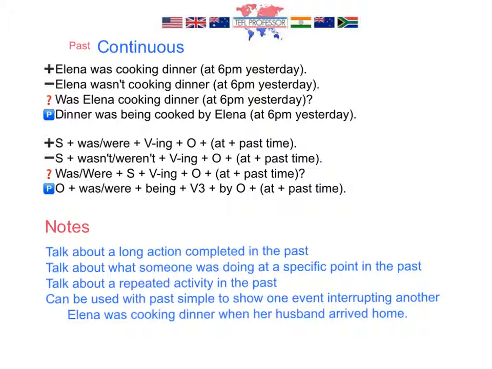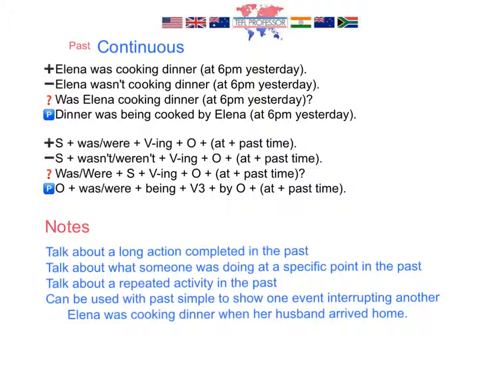We use this with was or were. Remember, it's going to change. So if the subject is plural, we're going to use were. And if it's singular, we're going to use was. And we're going to use the gerund form, so it's the verb plus the ing, and of course the past time reference. Elena was cooking dinner at 6 p.m. yesterday. Elena wasn't cooking dinner at 6 p.m. yesterday. Was Elena cooking dinner at 6 p.m. yesterday?